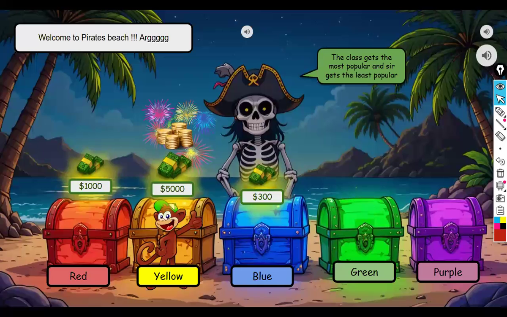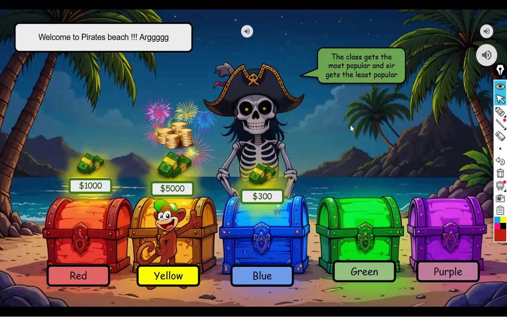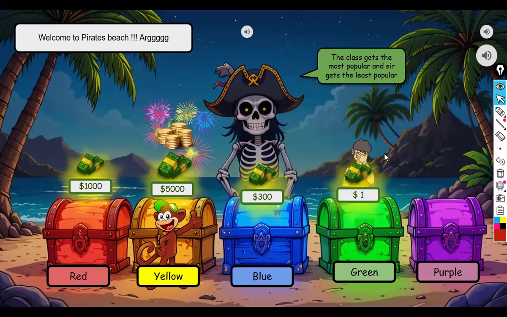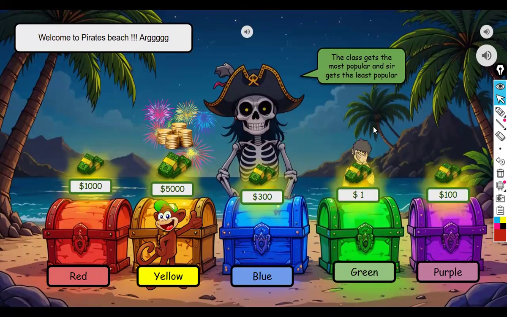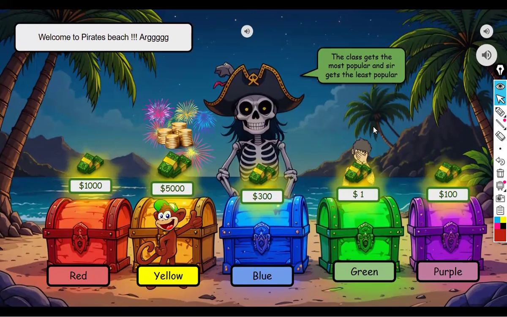Hey, guys, you all can't tell me I cheat. You all chose the least popular one by default. And you all chose blue. So, guys, I have $5,000. You all have $300. It's a good thing you didn't choose the green. The green was $1, and the purple is only $100. All right, let's get ready to move on.